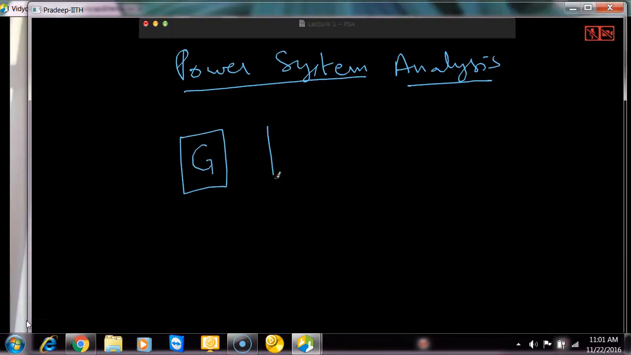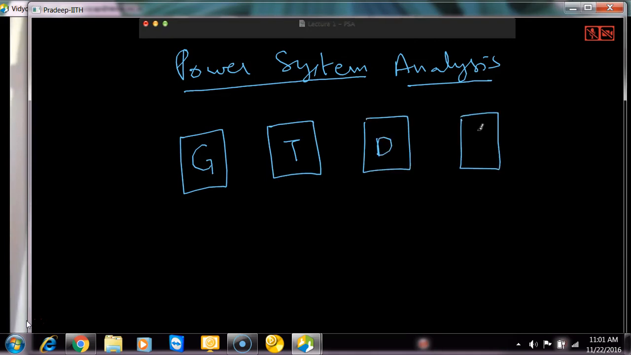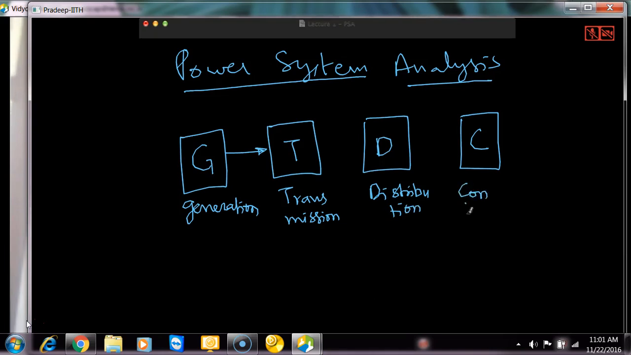G, and this is T, and then this is D, and this is C. So this is generation, this is distribution, and final consumption. So this is, overall, let's say, the structure of the power system.